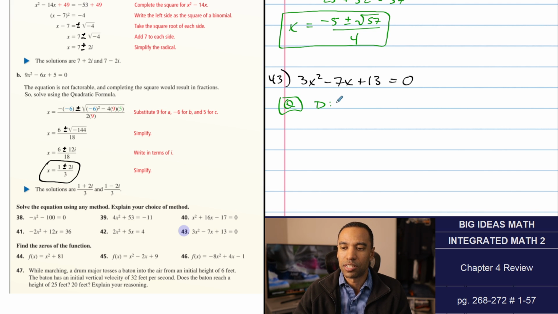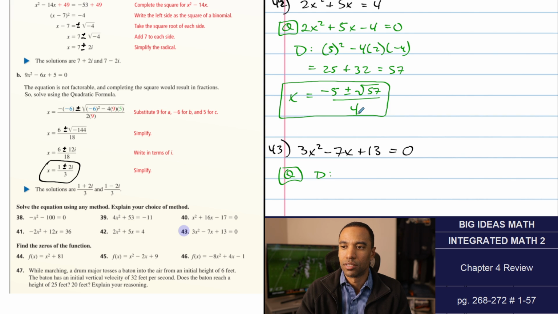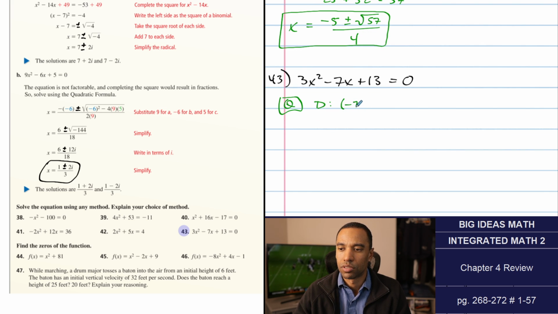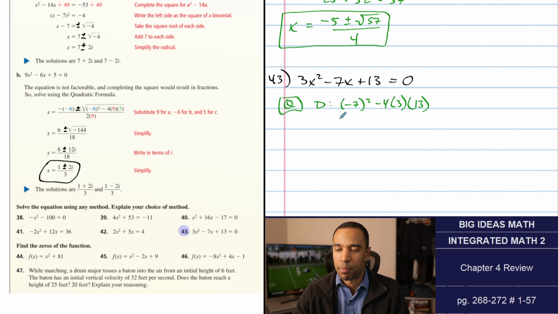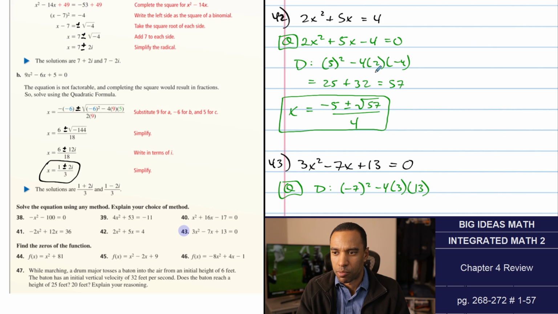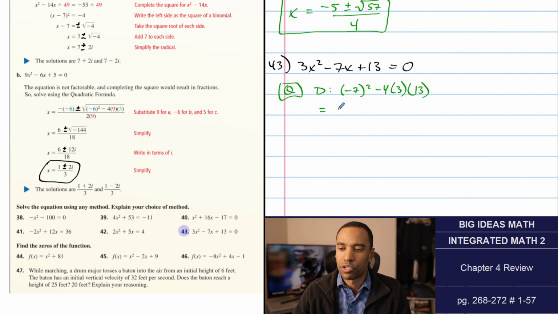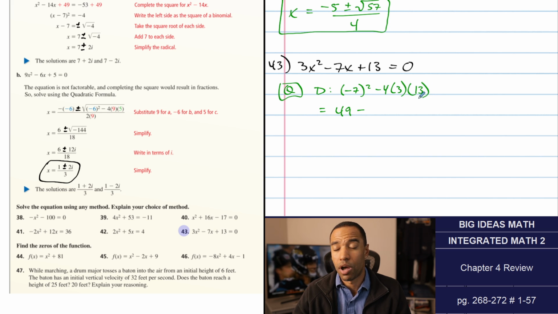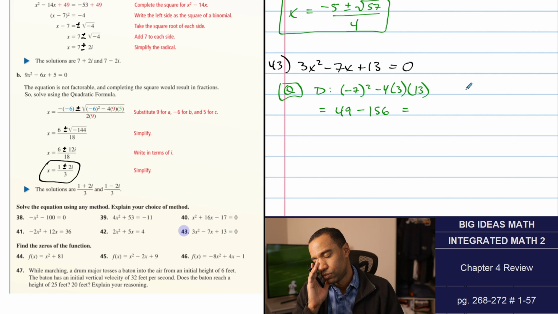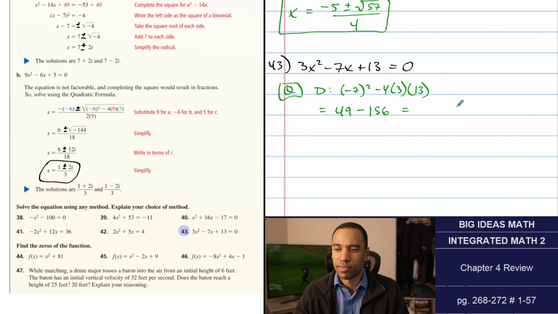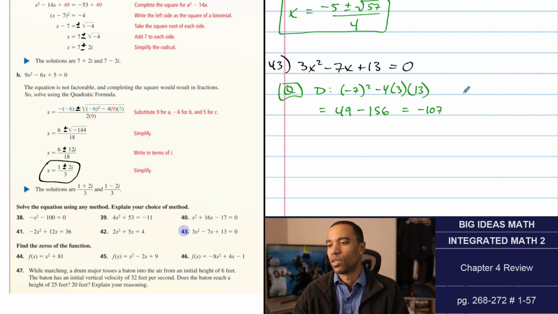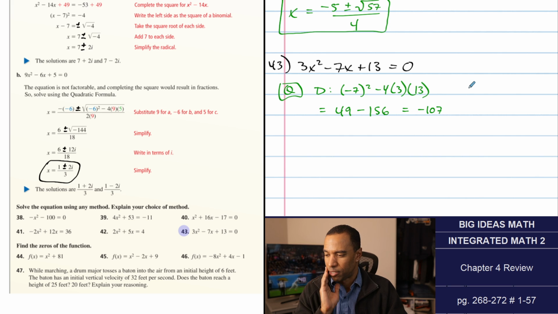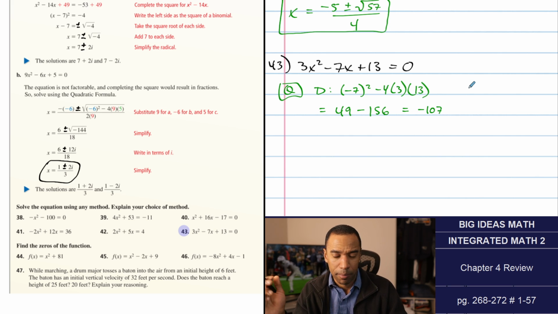You've got your discriminant of b squared minus 4ac. Looks to be imaginary anyway. I want to make sure that wasn't imaginary. Yeah, we're good. So this one here is 49 minus 12 times 13. So 156, which is negative 107. 107, I think, is a prime number.